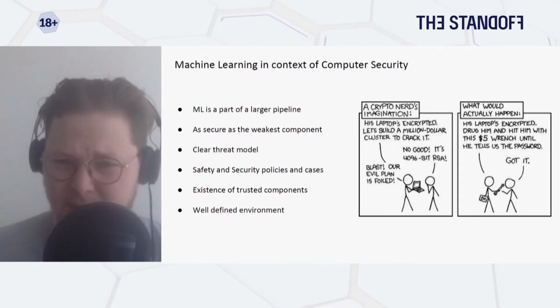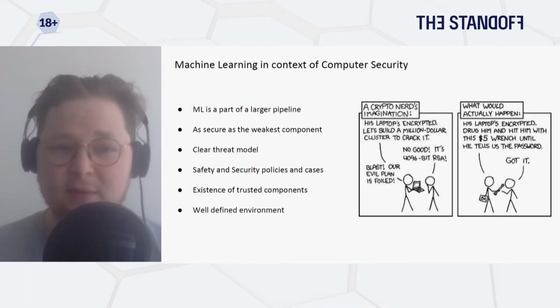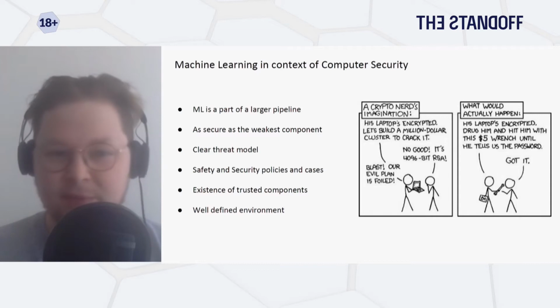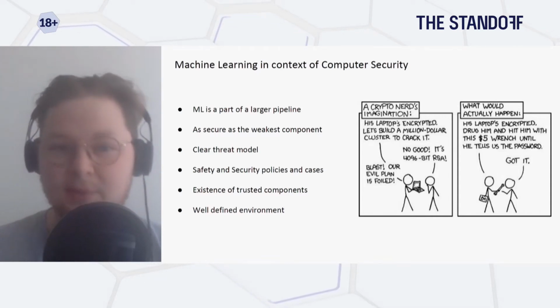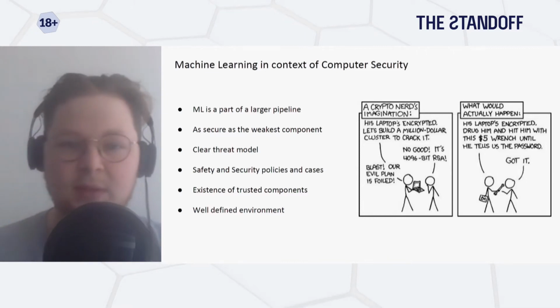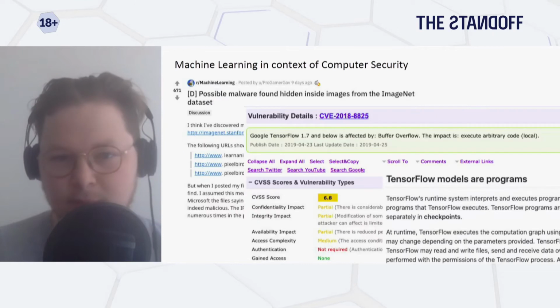And when we talk about ML, nobody actually mentions those things. It's very uncommon that people develop safety and security policies for ML systems, and for ML systems in the context of larger pipelines. Can we go next?